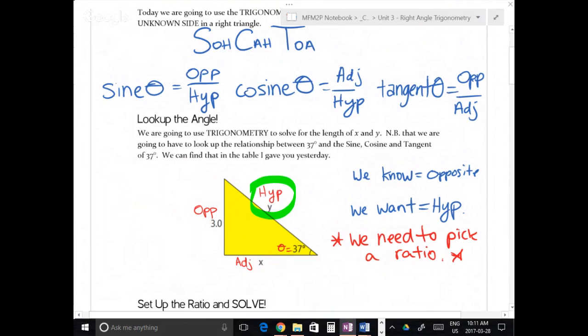Now, we also know that we want to find the hypotenuse. So the one we're going to use has to have the opposite, because that's what we know, and it has to have the hypotenuse, because that's what we want to know. And that gives us sine.